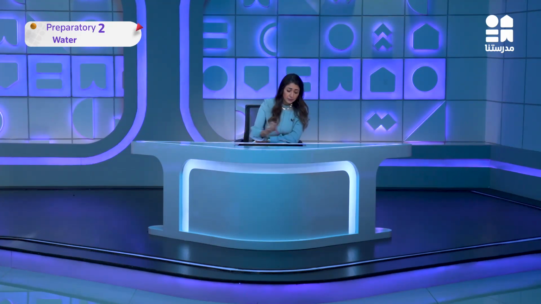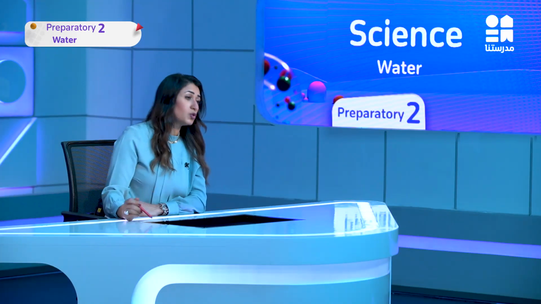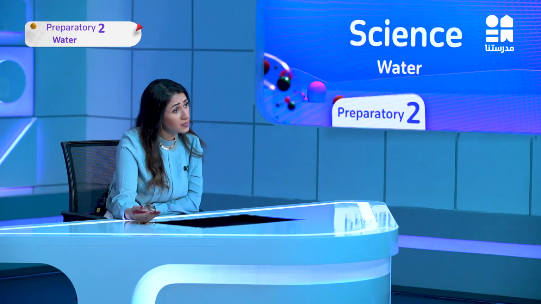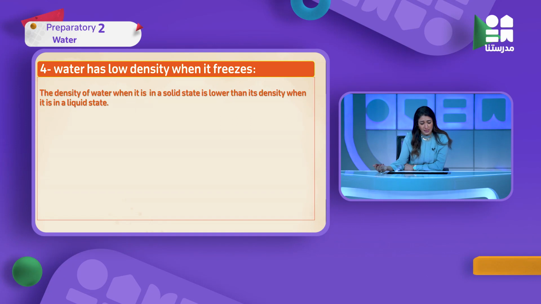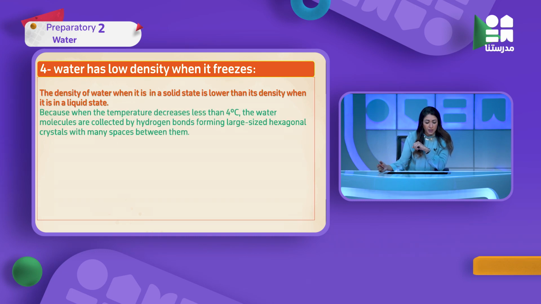طيب يبقى أنا I know that the water density when the water freezes it's less than the water density when it's in a liquid state. The density of water when it's in a solid state is lower than the density when it's in a liquid state. طب why does this happen? Because when the temperature decreases less than 4 Celsius, the water molecules are collected by hydrogen bonds, which is found between the water molecules. And large-sized hexagonal crystals are formed.